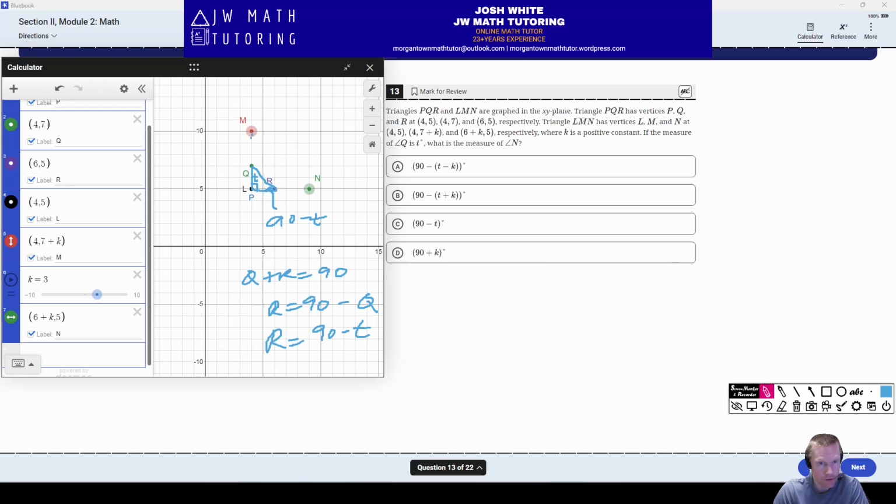The same thing is going to be true for the larger triangle. Basically, if you extend each side by the same amount, you're going to end up with two similar triangles. And therefore, you're going to have basically congruent angles in the same positions. So like this angle is still going to be T, and this angle down here is going to be 90 minus T. So the correct answer for this one is letter C.